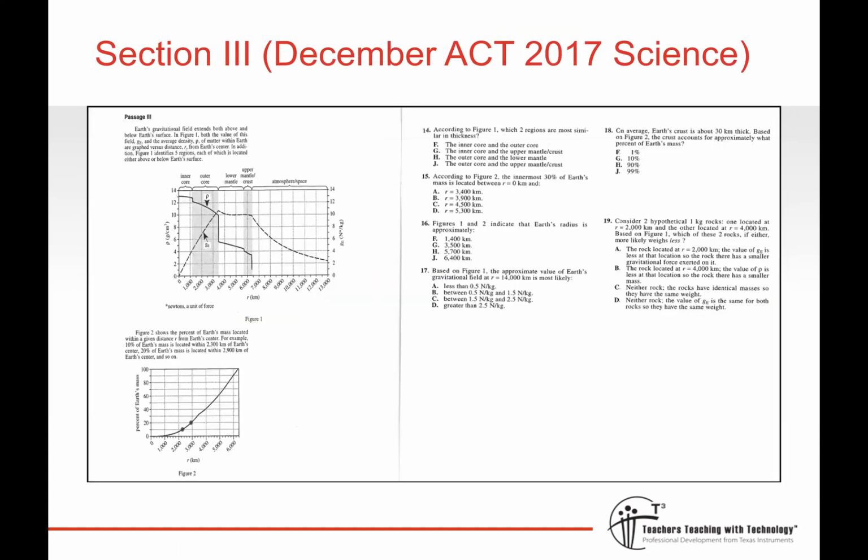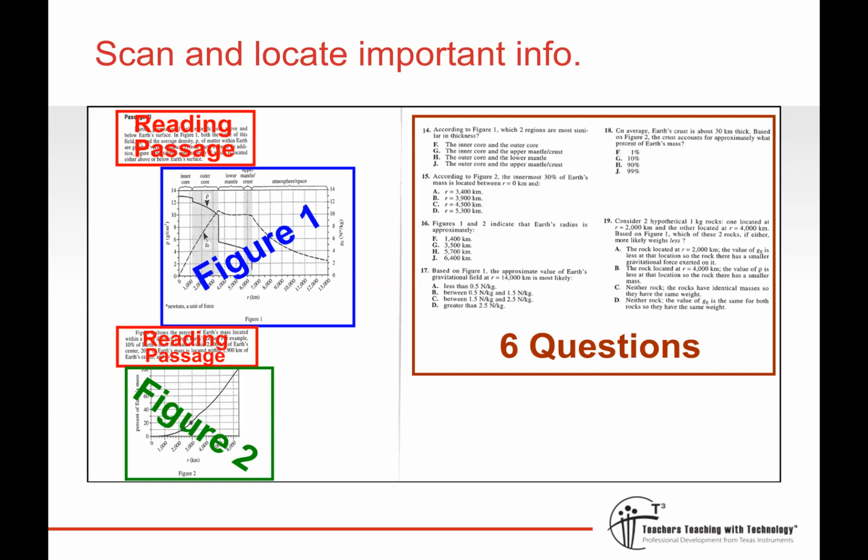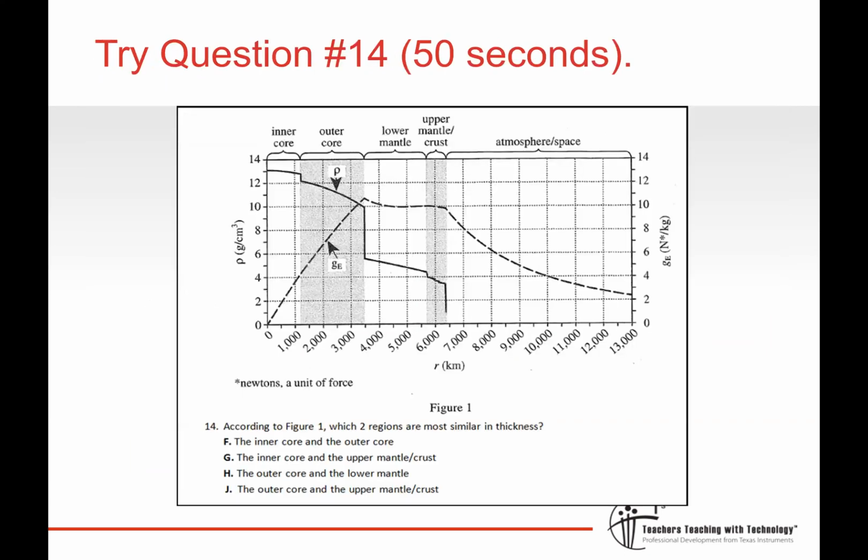We'll do two more sections here. Section 3 on this 2017 science one. Again, we see some passages on the left, a figure 1, a figure 2, and then again, there are 6 questions on the right. But again, the questions do tell you where to look at. Look at number 16 here, figures 1 and 2. So we are going to relate some things together. All right, here we go. Take 30 seconds.